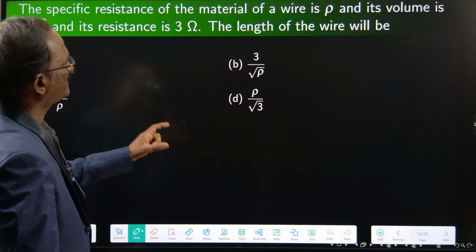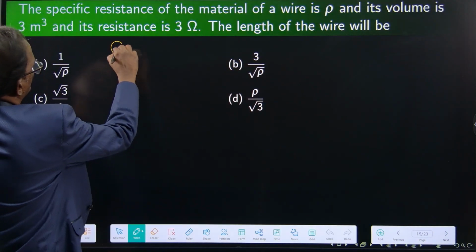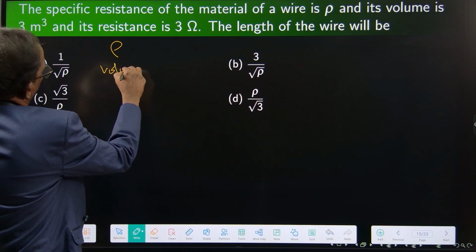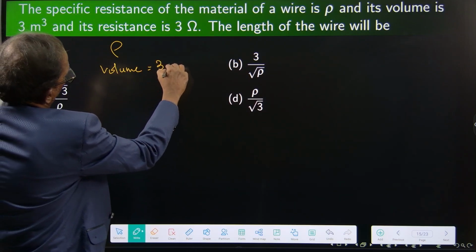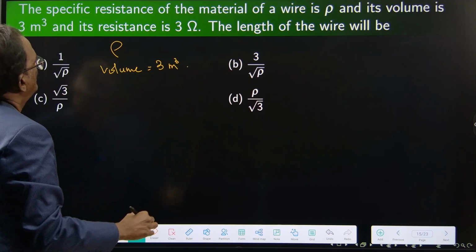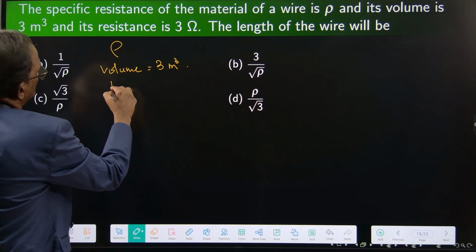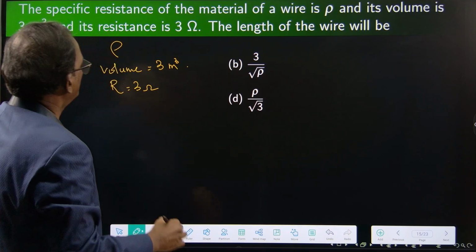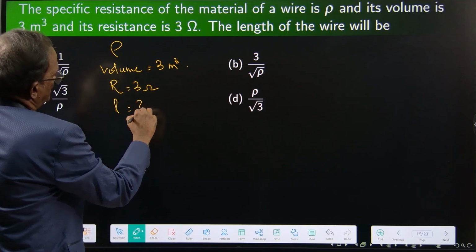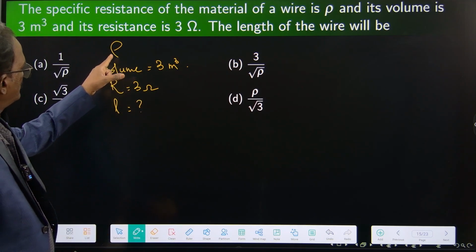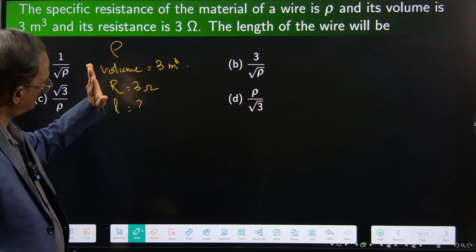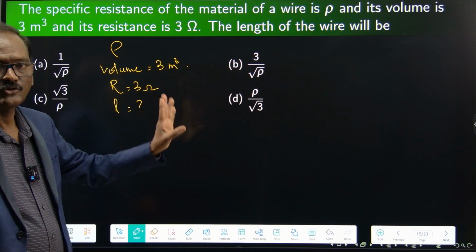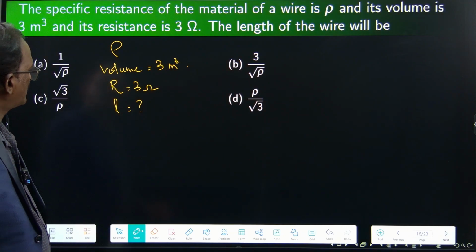The specific resistance of the material of a wire is rho, and its volume is 3 meter cube. Its resistance is 3. The length of the wire will be, length is in question. The value of rho is not given. Let it be rho; the options are in terms of rho only. In terms of rho, we will find the answer.